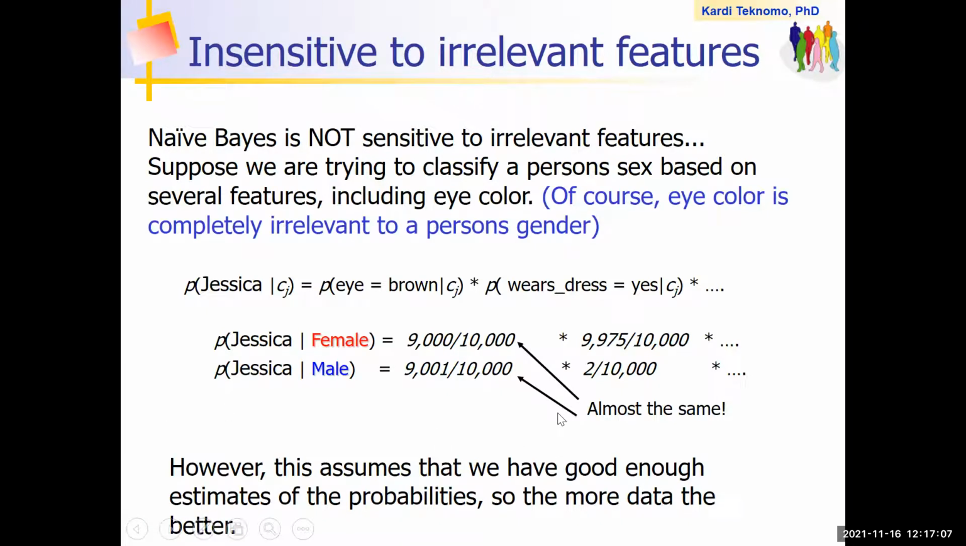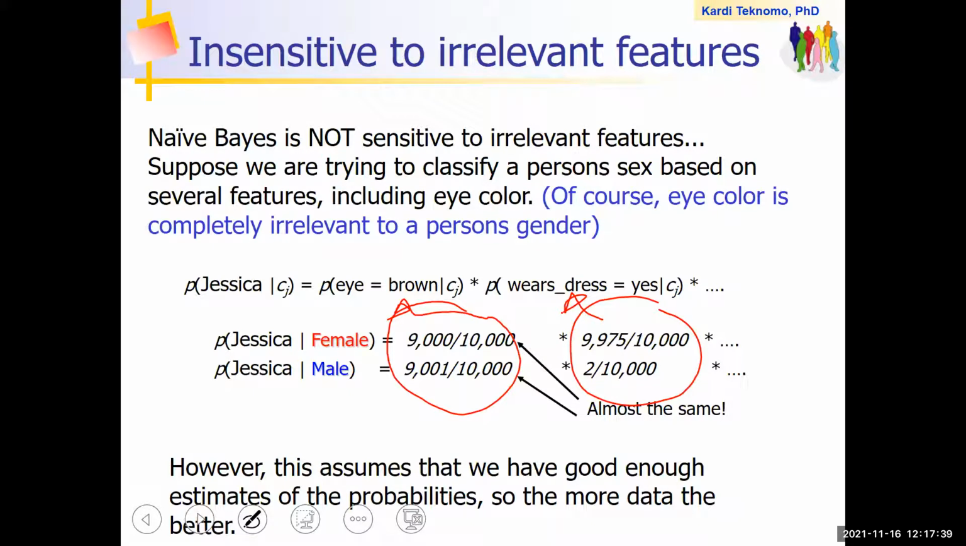Okay. So this probability represents the I, and this probability represents the other. For example, wearing a dress, yes or no. Because they are actually very close to each other, for example, just 9,000 divided by 10,000 and 9,001 divided by 10,000, the result is not really sensitive to those irrelevant features.